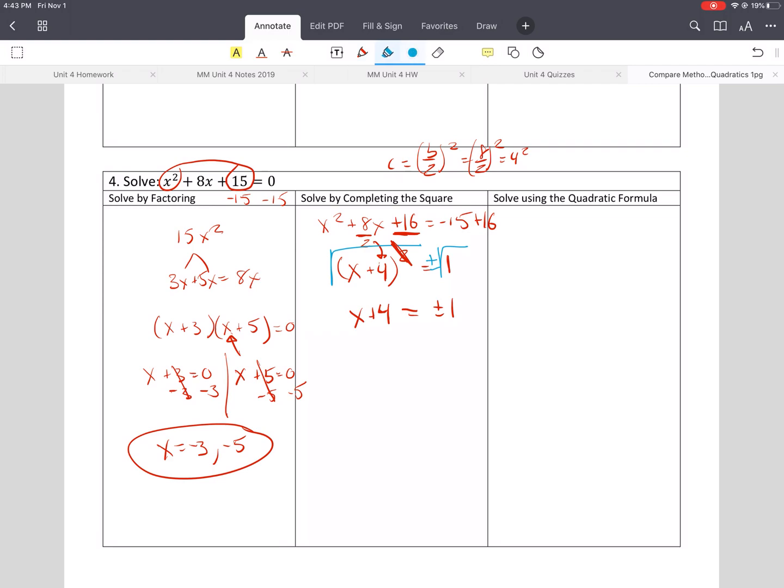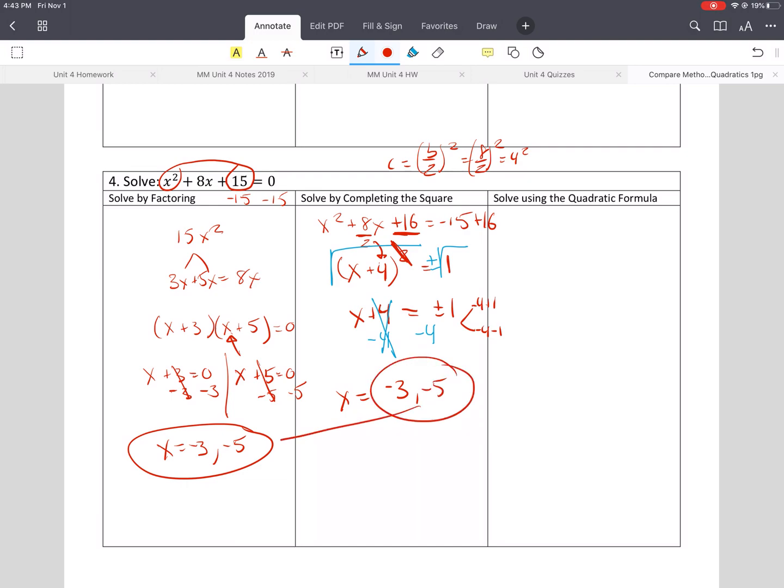The last step is to subtract the 4 to the other side. So we'd have x, oops, that's a plus. x equals negative 4 plus or minus 1. So that's our two choices: negative 4 plus 1, which gives us negative 3, and negative 4 minus 1, which gives you negative 5. And those are the same.